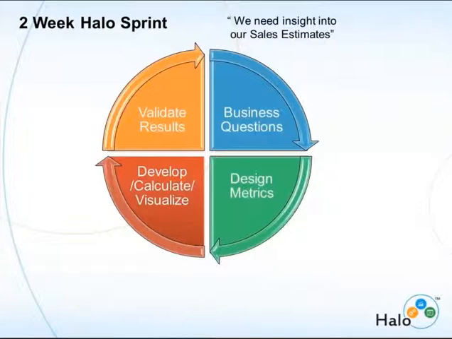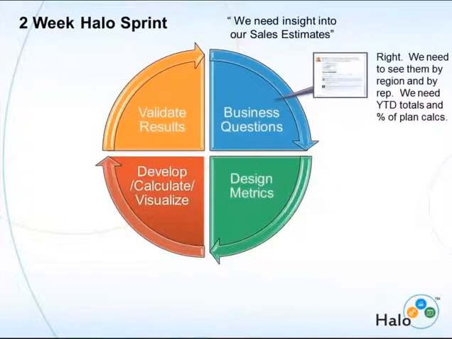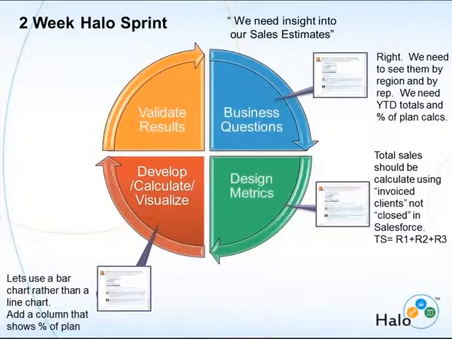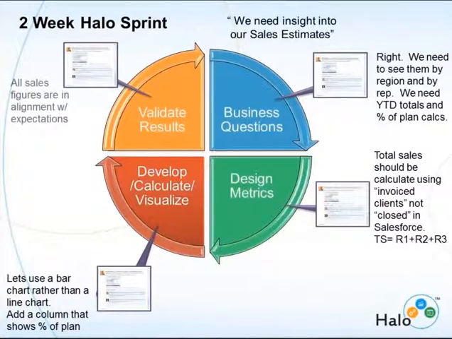So question, we need insight into sales estimates. Right, we need to see them by region, we need to see them by rep. We start to communicate and we memorialize this information. We start to work with the people designing the metrics. This is how we want the formula to be. We need invoice clients, etc. The visualization, we want to take a look at it as a bar chart, pie chart, whatever. And then finally, all these figures are within alignment. And then we would push that out to a BI solution and allow people to look at this.